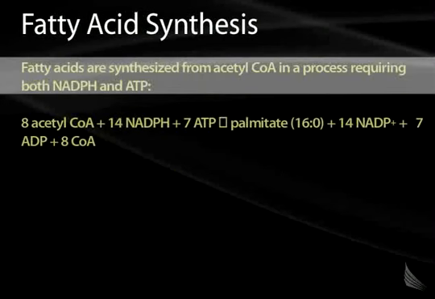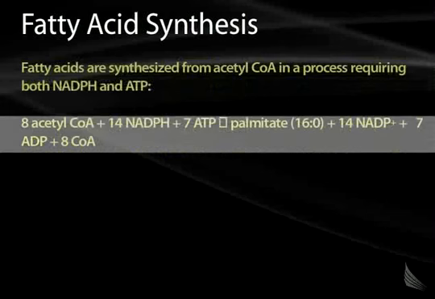Fatty acids are synthesized from acetyl-CoA in a process that requires both NADPH and ATP. And the total reaction is indicated below. 8 acetyl-CoAs plus 14 NADPHs plus 7 ATPs produces a molecule of palmitate, 16:0, plus 14 NADP+ plus 7 ADPs and 8 molecules of CoA.